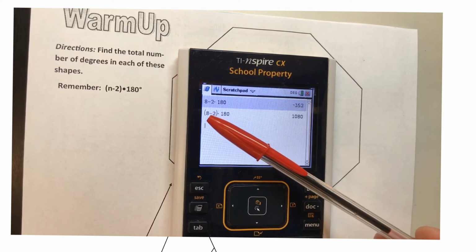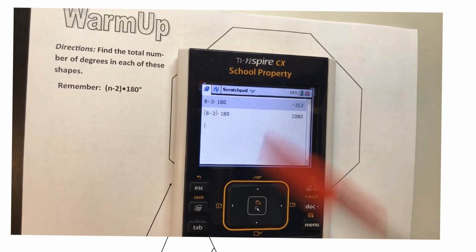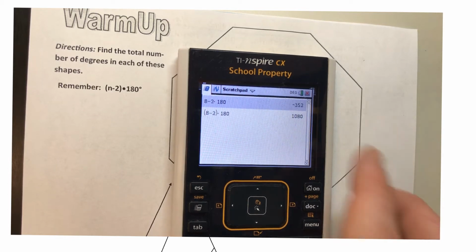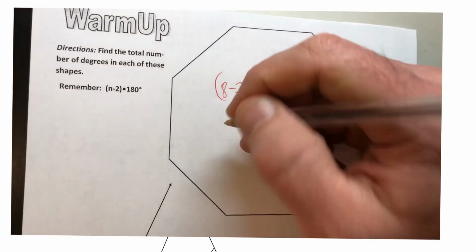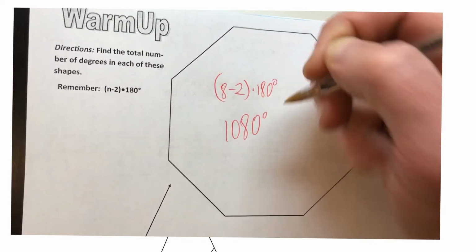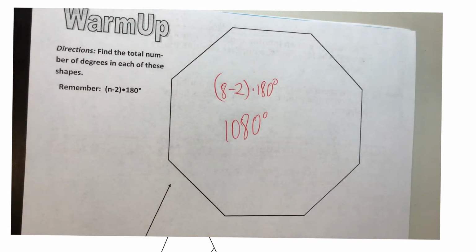So what does the 8 minus 2 tell me? From yesterday, what did that tell me about that? It's how many triangles we can draw inside of that figure, right? So 8 minus 2 times 180 is 1,080. Okay, so that's the total number of degrees. And that's what I asked you to do, but I want to take it a step further.